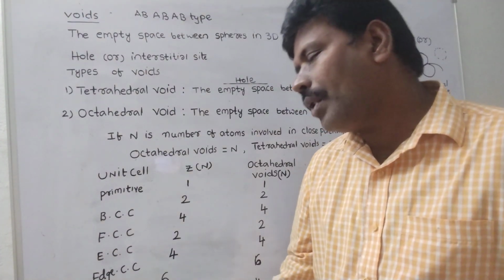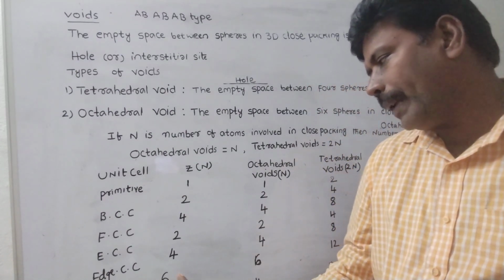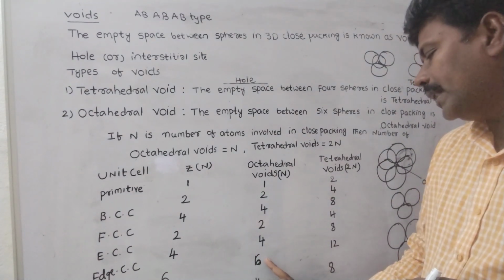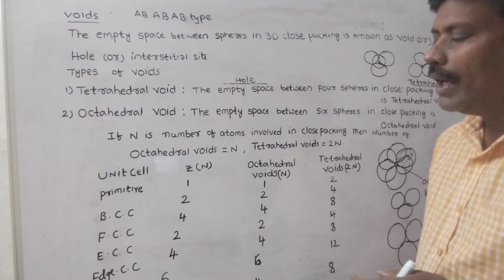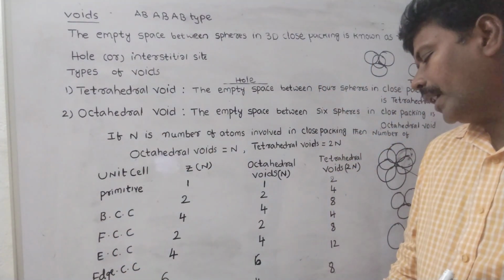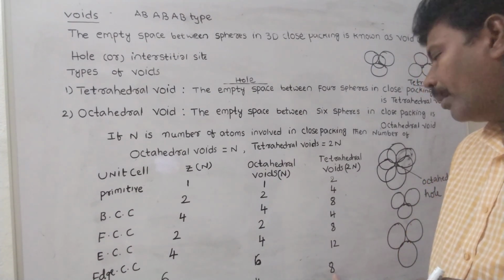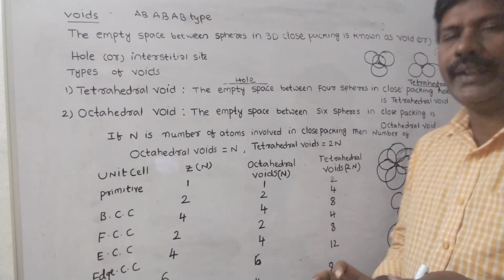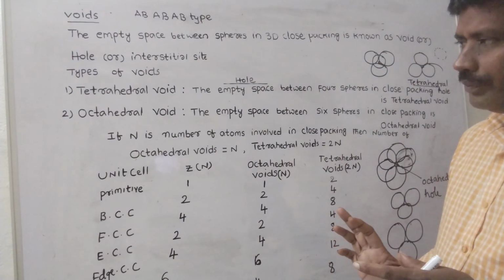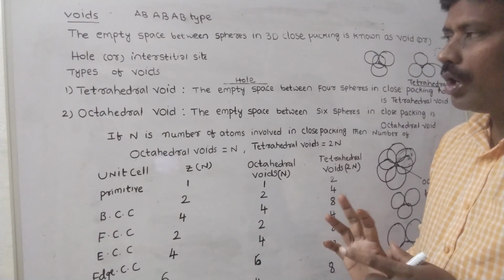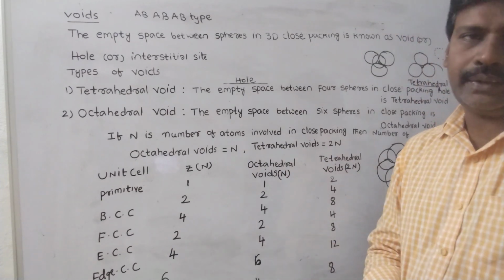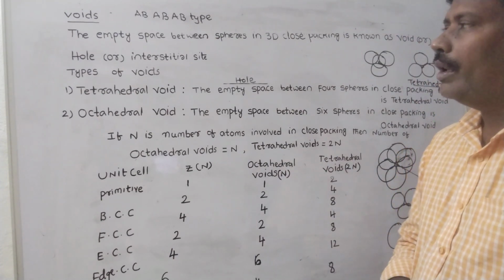HCP, hexagonal close packing: the Z value is 6. So the number of octahedral voids is 6 and tetrahedral voids is 12. And CCP is nothing but FCC, so the number of octahedral voids is 4 and the number of tetrahedral voids is 8. So this is the discussion about how to calculate the tetrahedral voids and octahedral voids in a given unit cell. Okay.